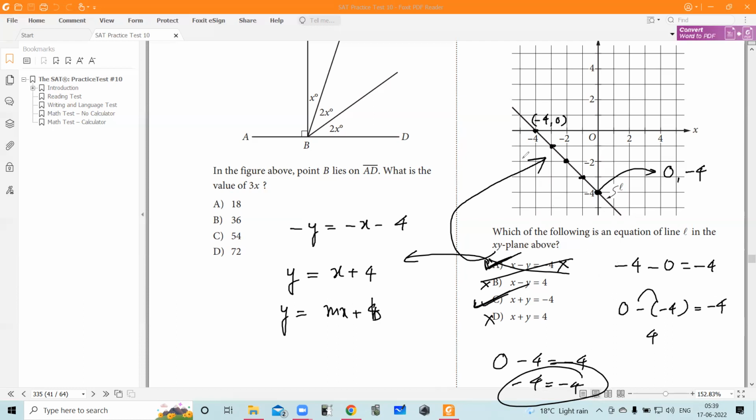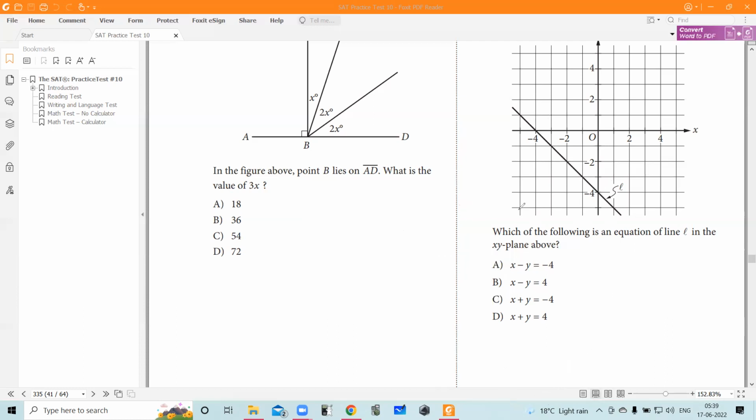You understand? But why did this thing also satisfy this point? Because this was this line. That's why it was satisfying this point also. All right, so whenever you'll be having this thing, you'll be plugging in the points.